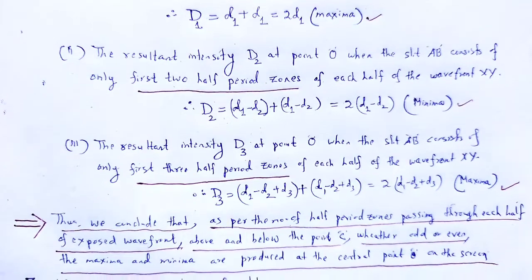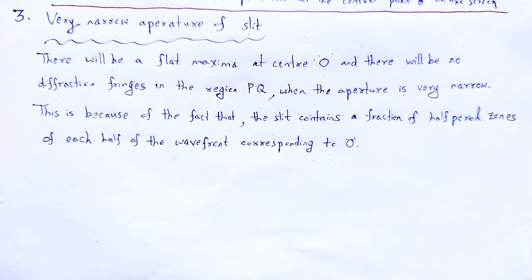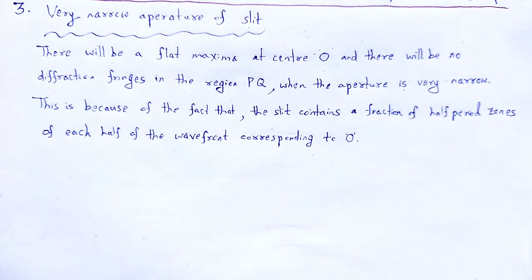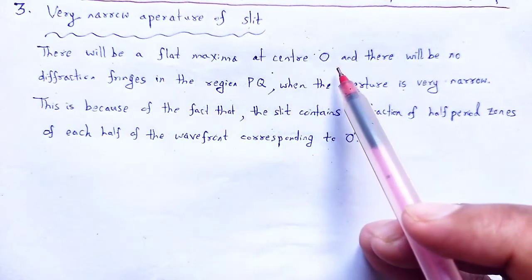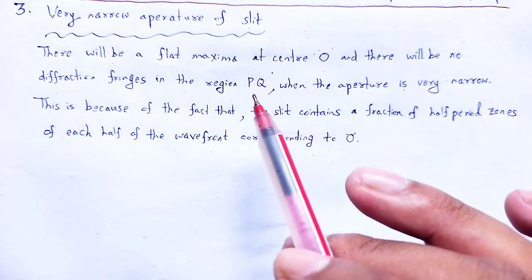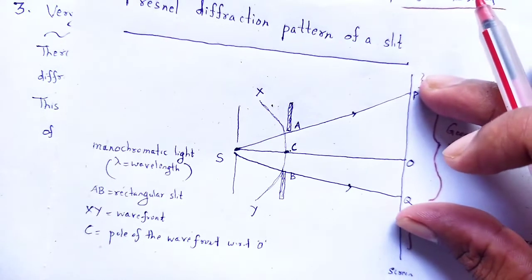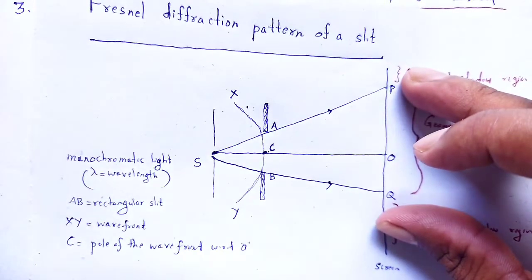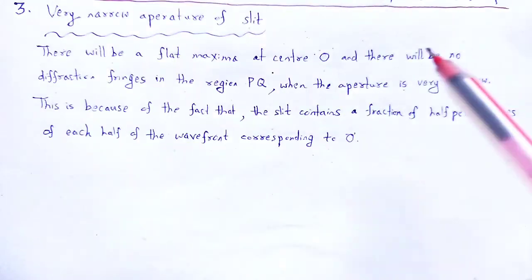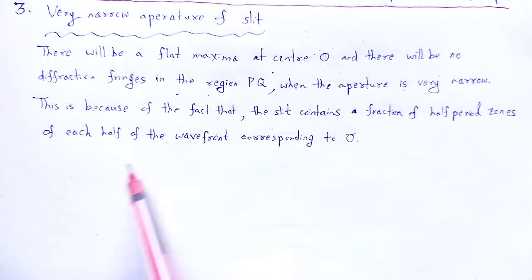Next, if that aperture is very narrow, then what do we observe on the screen? There will be a flat maxima at center O. There will be no diffraction fringes in the region PQ. Just a central maximum you observe at point O, and there will be no diffraction fringes in the region PQ.